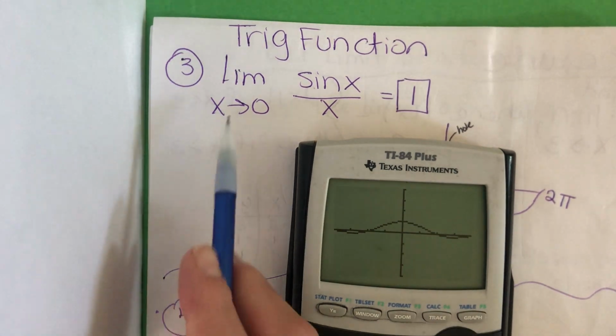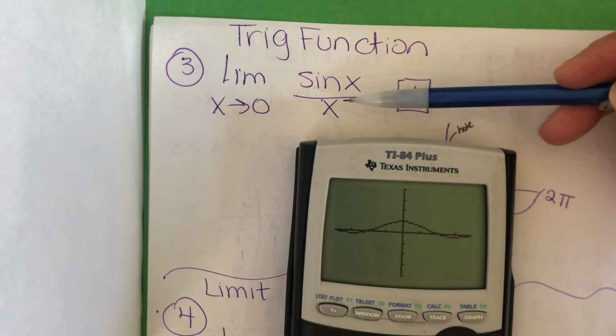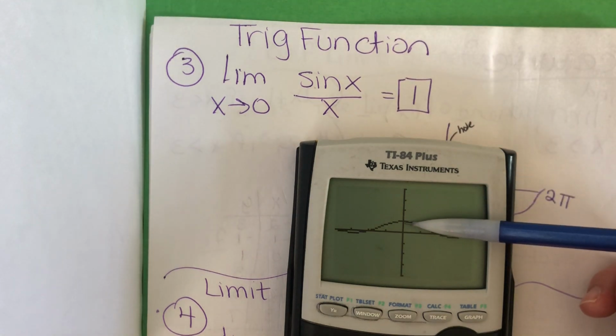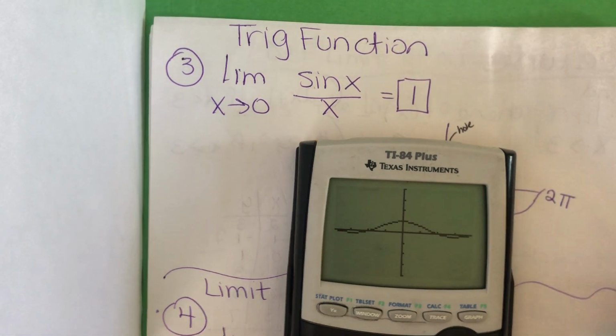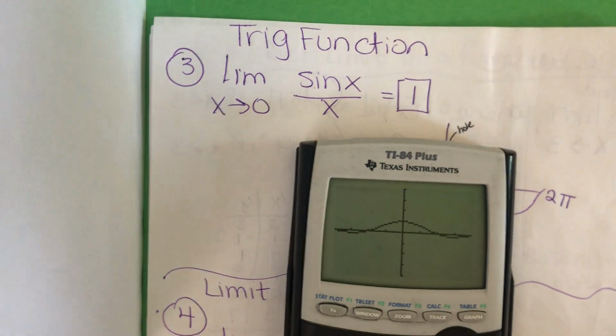So this question says that x approaches 0. So one thing to note about this is, again, if you have a denominator, remember the denominator can equal 0. So at x equals 0, there is a hole in this graph. And again, you can't see it. Those holes are super small, so you just can't see them. But if I go to the table, I could see at 0, there's an error.